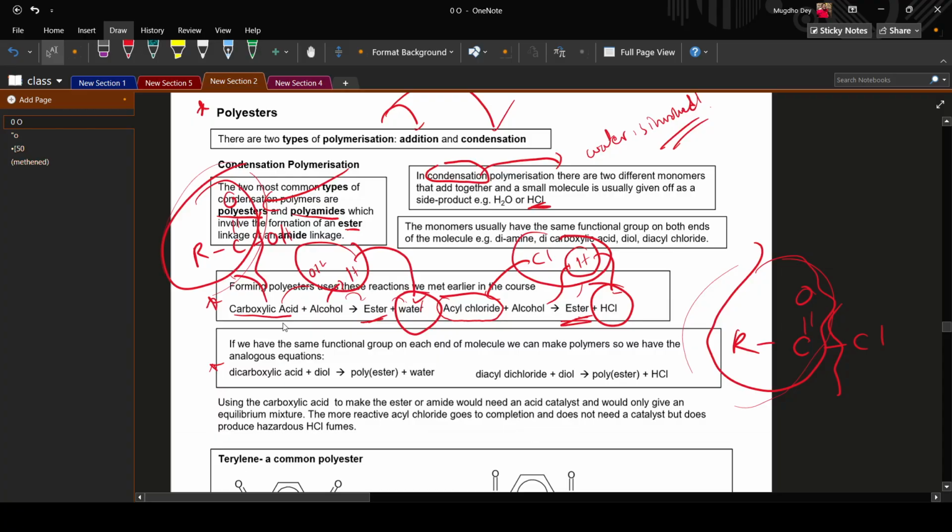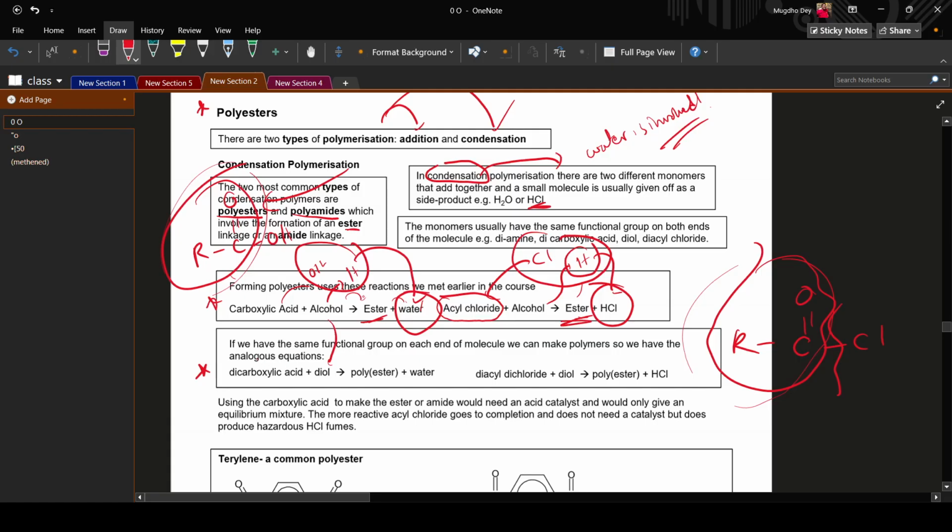So if we have the same functional group on each end of a molecule, we can make polymers. So we have the analogous equations. We have dicarboxylic acid. Again, it's the same thing. It's just that instead of alcohol, we are now using a diol. Basically, it is a type of alcohol which consists of two hydroxyl groups. And dicarboxylic acid is the same thing. It contains a double functional group of carboxylic acid. So there are two COOH.